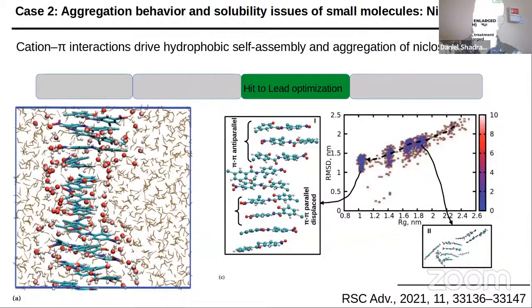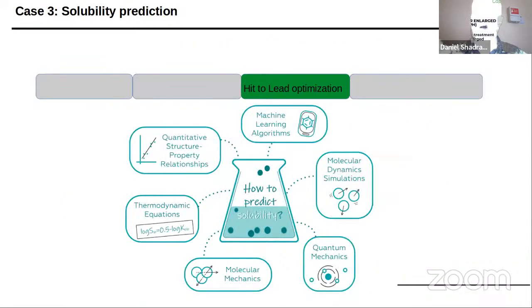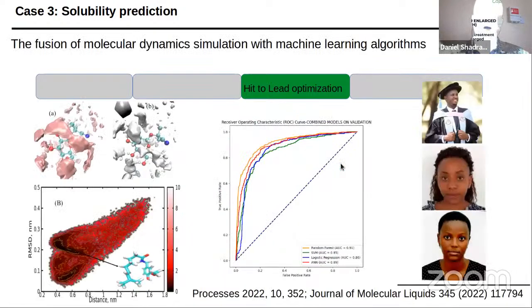This is a similar study to the one we did for niclosamide, which is a similar molecule, so I can just skip it. Finally, my talk will finish on how we can optimize and calculate the solubility. There are different techniques like machine learning algorithms, molecular dynamics, quantum mechanics, etc. In our group, we have been developing machine learning algorithms, and we also use molecular dynamics simulation to calculate the solubility.